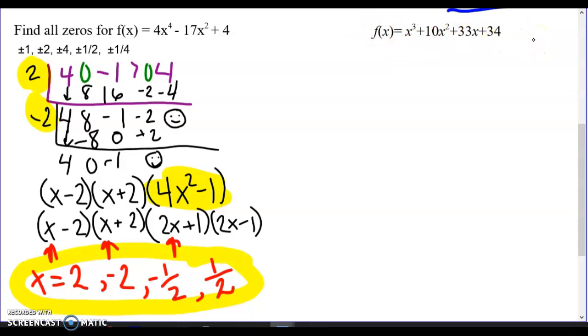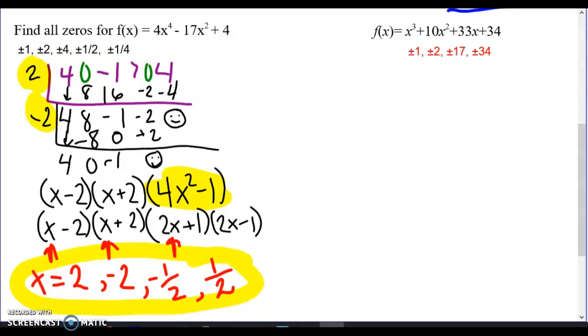So x to the 3rd plus 10x squared plus 33x plus 34. I want you to pause the video, work through it, and come back to me with how many zeros you should have. Yes, you should have 3 zeros. Come back to me in a minute.